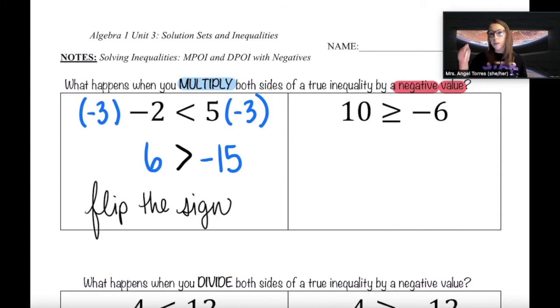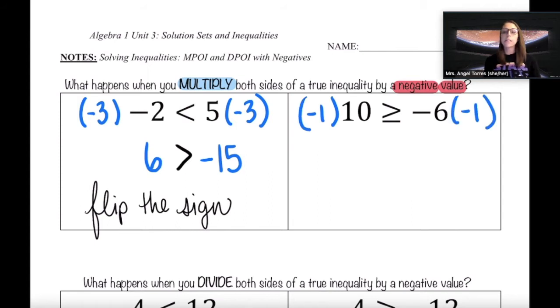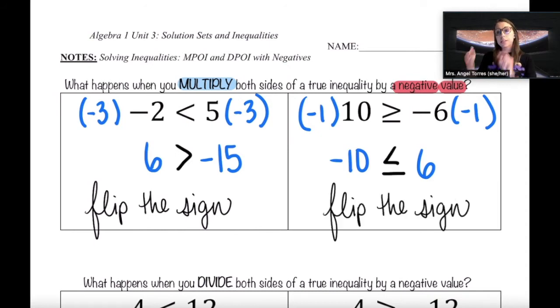Let's see what happens in our second example. This time I'm going to make it even more basic. I'm going to multiply both sides by -1. By doing that, +10 becomes -10. Again, the sign has changed. -6 becomes +6. The sign has changed. So is -10 still greater than or equal to 6? No, we need to flip the sign to keep the statement true. Now, this is only the case when you multiply or divide by a negative value, and we'll look at that later on in our example.